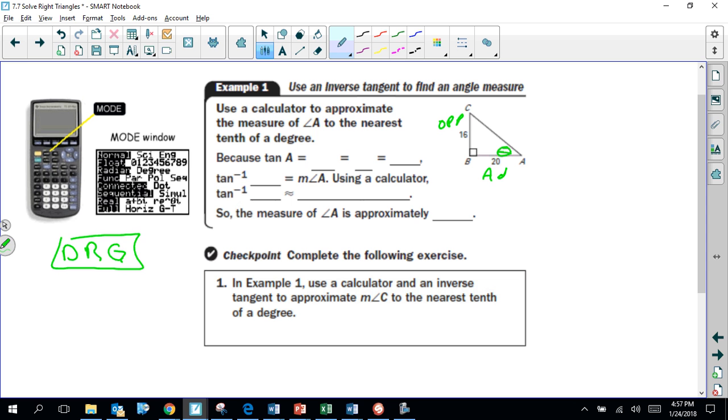The side that's 20 is adjacent to the angle. Opposite and adjacent, that's what lets me know we're going to use tangent. So tangent says opposite over adjacent. In this case, that gives us a ratio of 16 over 20, which would simplify to be 4/5.